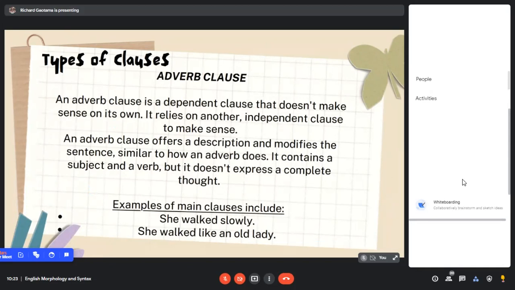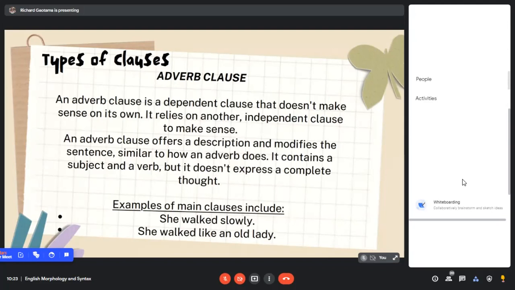Okay, so the next is adverb clause. An adverb clause is a dependent clause that doesn't make sense on its own. It relies on another independent clause to make sense. An adverb clause offers a description and modifies the sentences similar to how an adverb does. It contains a subject and a verb, but it doesn't express a complete thought.